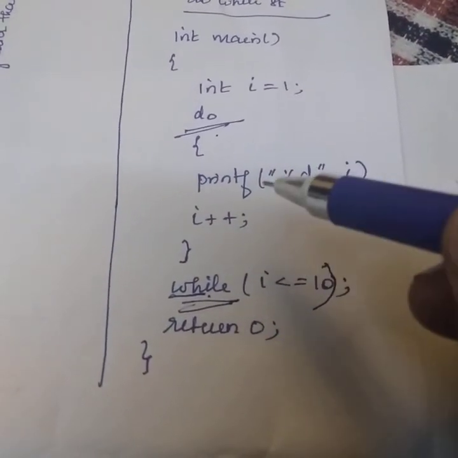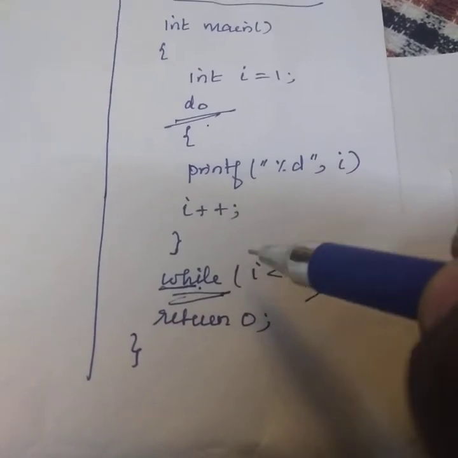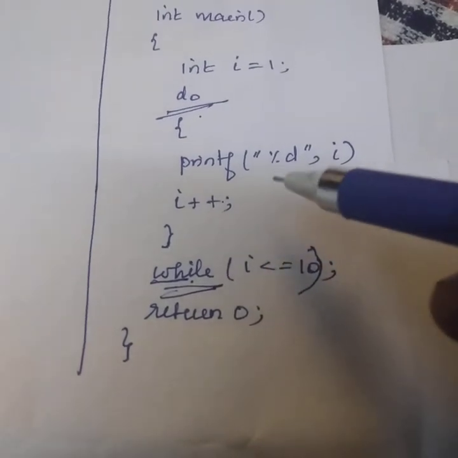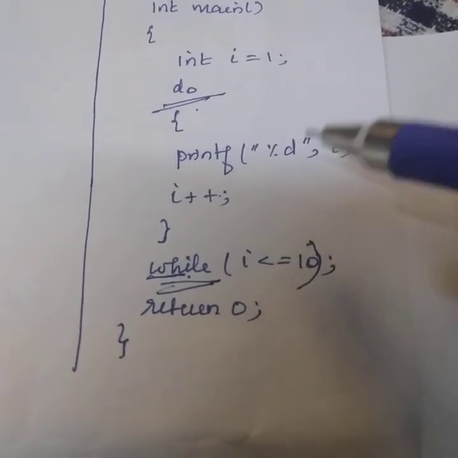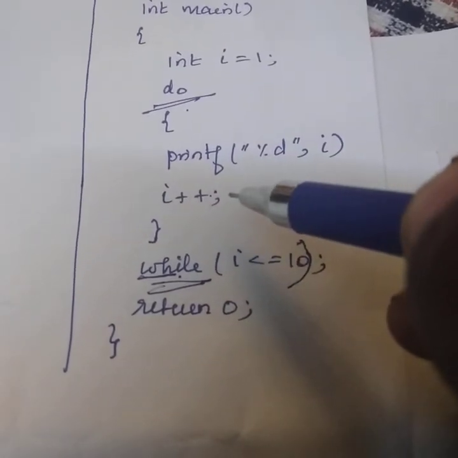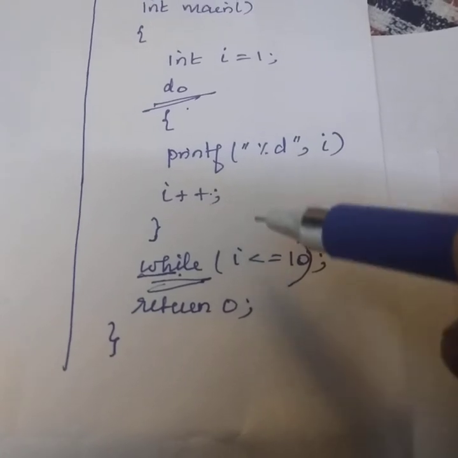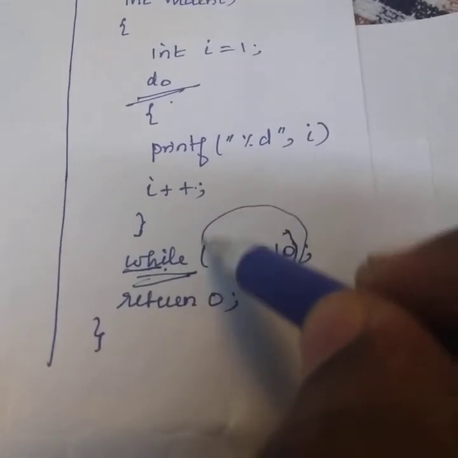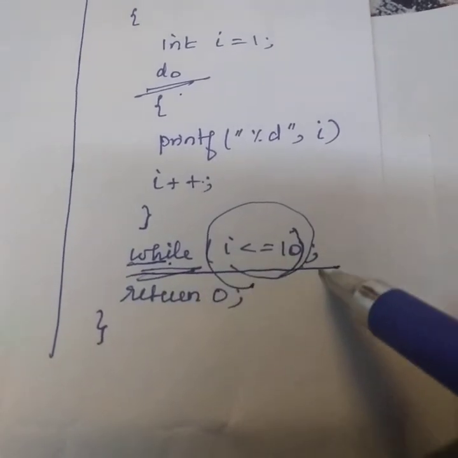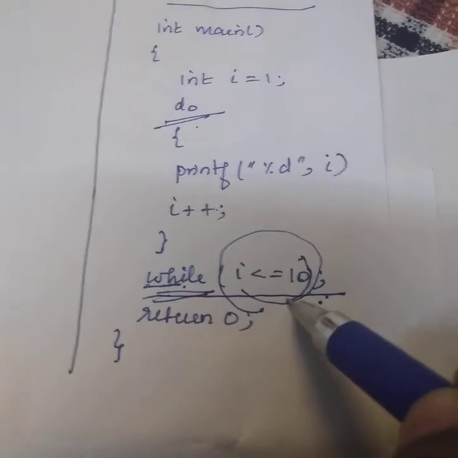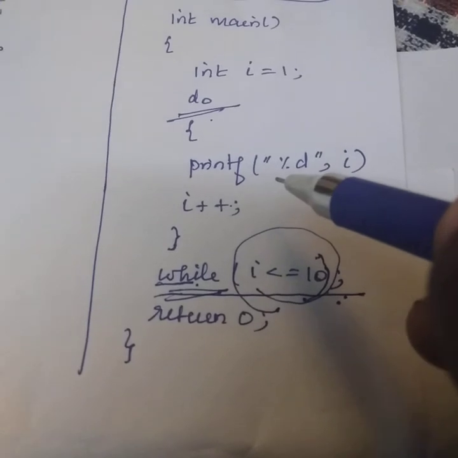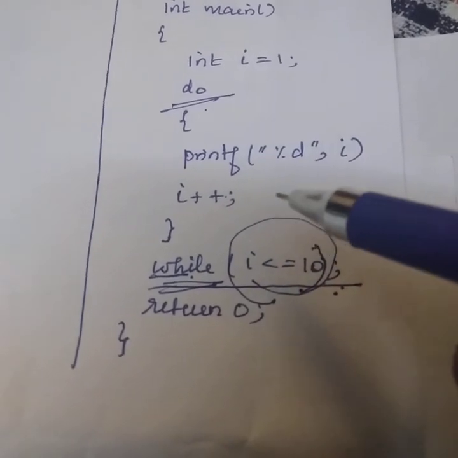So what is the specialty here? At least once, the statements inside these 2 lines will be printed, even if the condition is false. As it is a post test loop, the condition is tested only here, at the while. Whether it is true or false, the statement inside will be executed at least once. That is the difference between the do while and while loop.